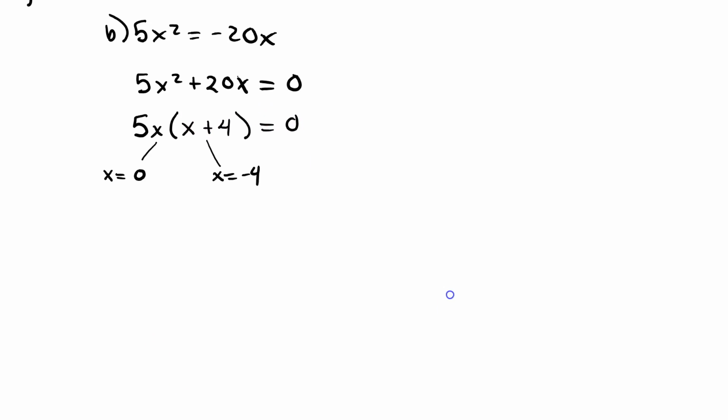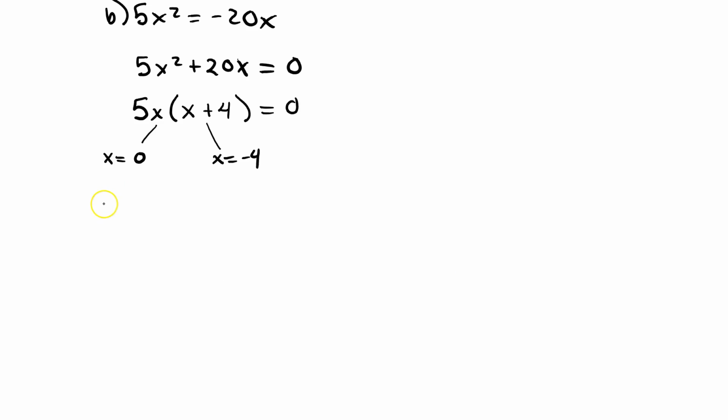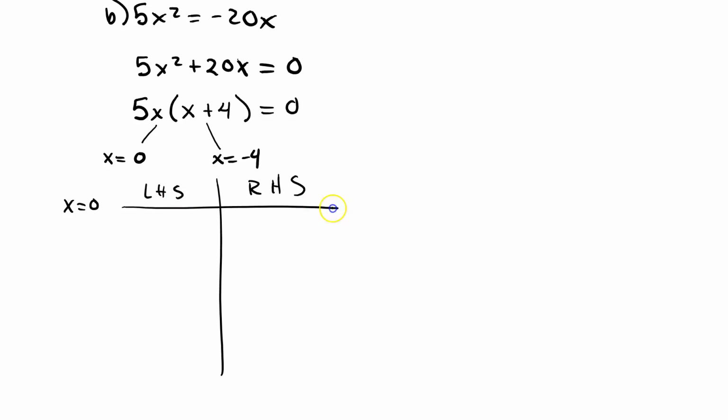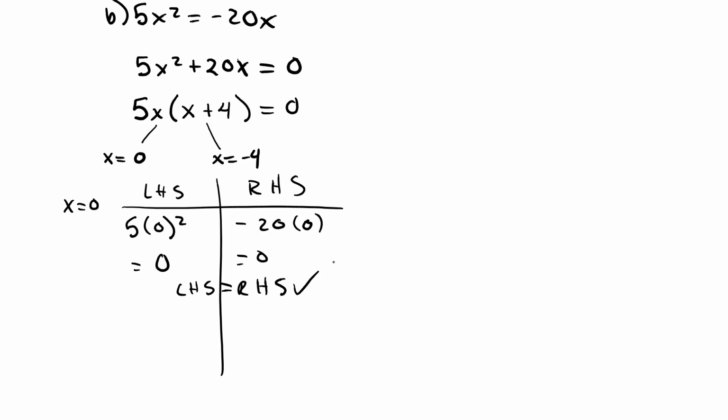Let's do our verification. Let's start out with x equals 0. Left-hand side, right-hand side. 5 times 0 squared is 0. Negative 20 times 0 is 0. Left-hand side equals right-hand side. Woot woot, we're good.